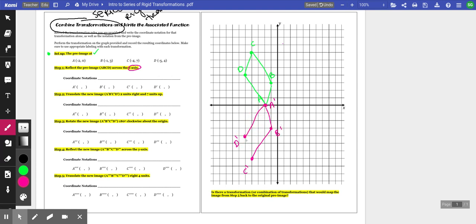If they don't, I must have made an error. So I should be able to fold it. Mine's not the most pretty thing I've ever seen, but I should be able to fold it on this line. Like if I was holding an actual piece of paper, if I folded it on the x-axis, those points would map onto each other. C would lay on top of C prime. D would lay on top of D prime.